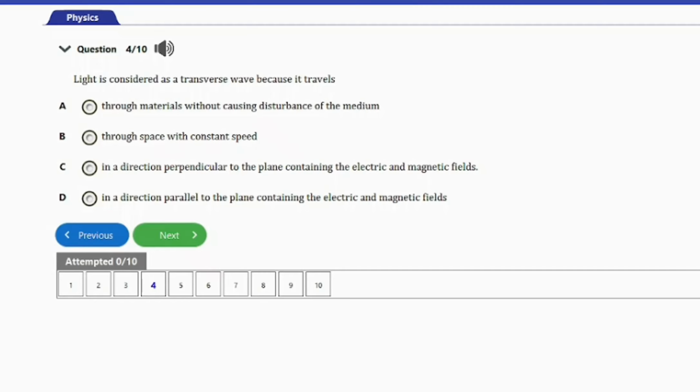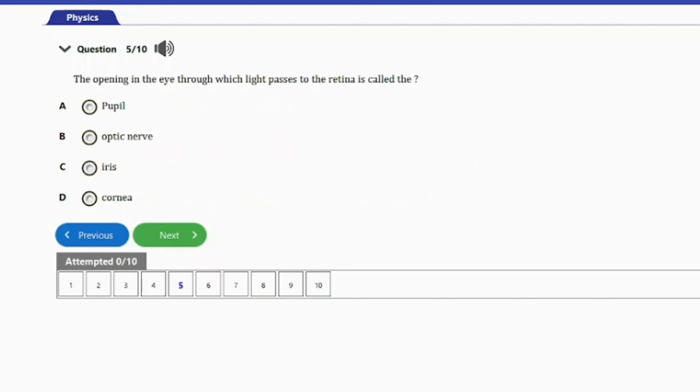So guys, the answer to this question is option C. Light is considered a transverse wave because it travels in a direction perpendicular to the plane containing the electric and magnetic fields. And that's it for this question. Let's go ahead and consider the next question, guys. So the next question we have here is question number 5.